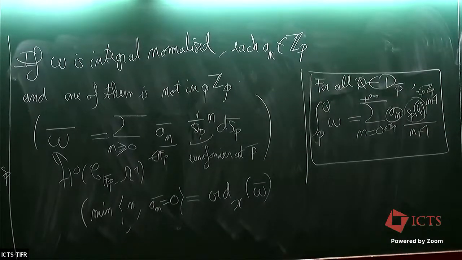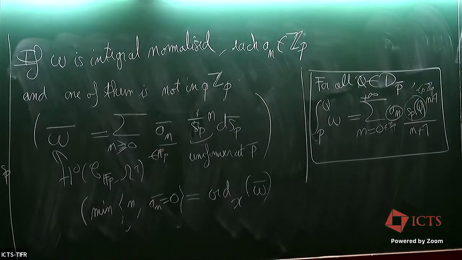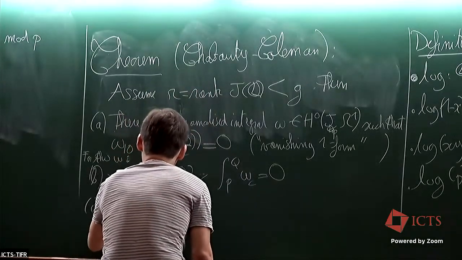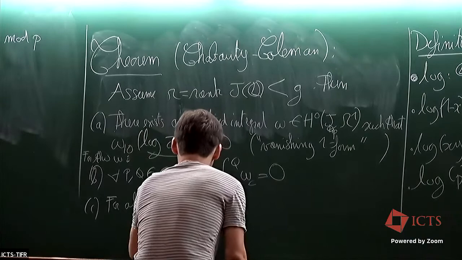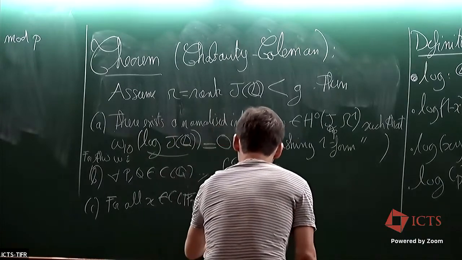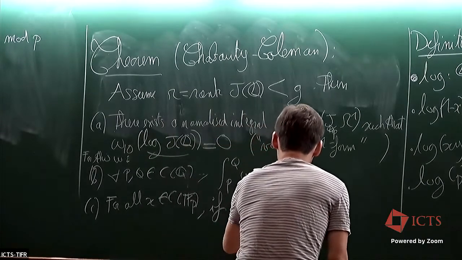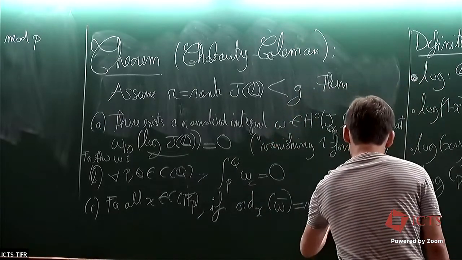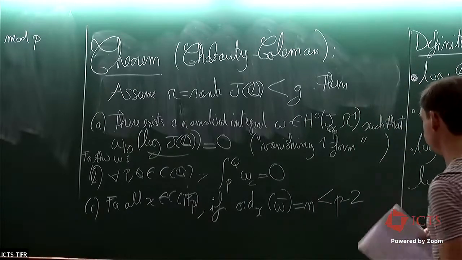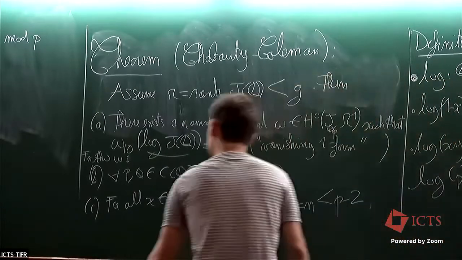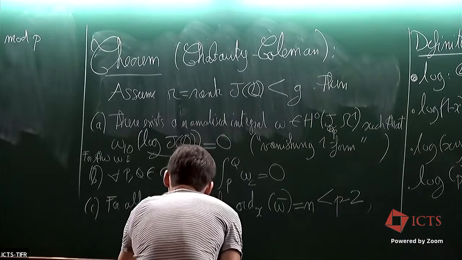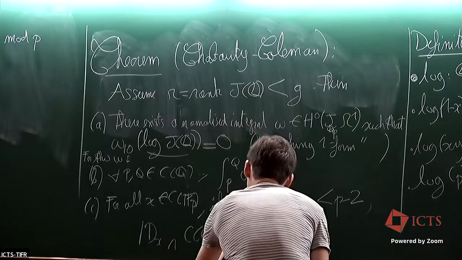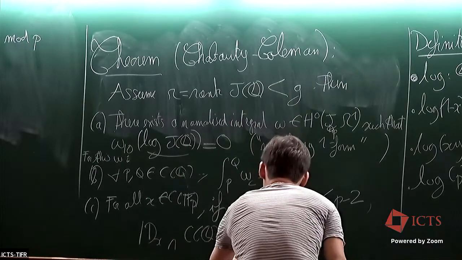Okay. So now I can just say everything with this for all x in C(F_p). If the order of omega bar at x is n and less than p minus 2, here I know that the disk intersected with C(Q) is of size less than n plus 1.